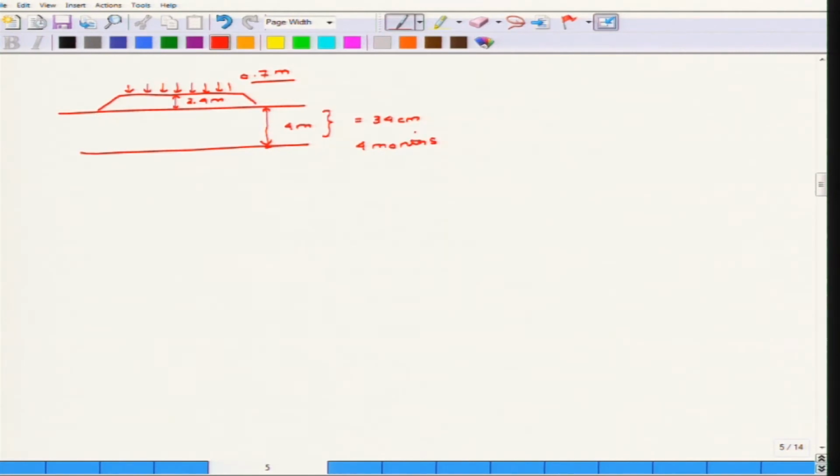After that you can remove this 0.7 meter, and since the total settlement that is achievable under this type of embankment is actually 34 centimeter, this settlement will be achieved within 4 months rather than waiting for 2 years, 2 months and 15 days. So, this is a way in which a ground improvement technique is done.